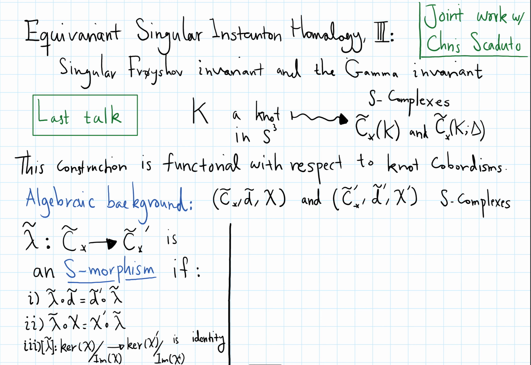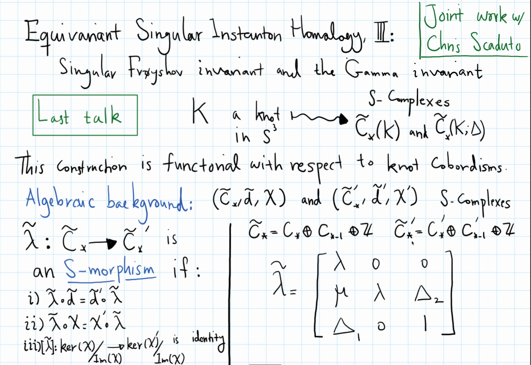To get a better feeling about this, let's fix a splitting of our S complexes C tilde and C tilde prime. This means that C tilde has this standard form and C tilde prime has a corresponding standard form. So then we can write down lambda 2 with respect to this splitting, and we would get this block form for lambda 2. The main constraints here are that we have these three blocks being 0. These two diagonal blocks are supposed to be equal to each other, and finally this last block, which is from Z to Z, is supposed to be the identity map.